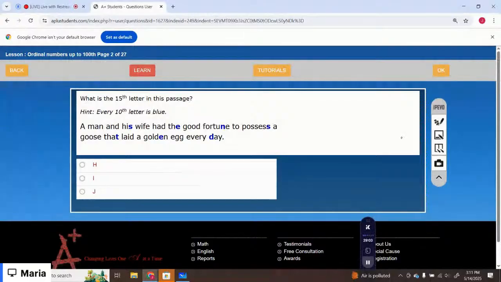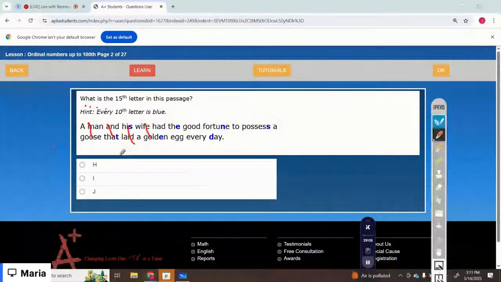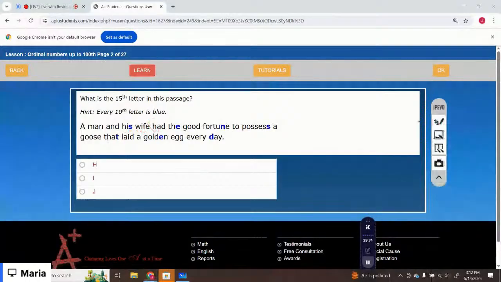What is the 15th letter in the passage? The blue one is the 10th. Just start counting 11, 12, 13, 14, and 15. This way you don't have to count these 10. You know that the blue one is the 10th, right? So H is the 15th letter in the passage. The correct option is H, option number one.